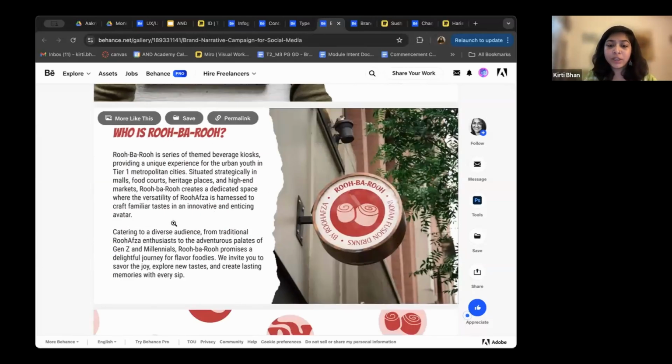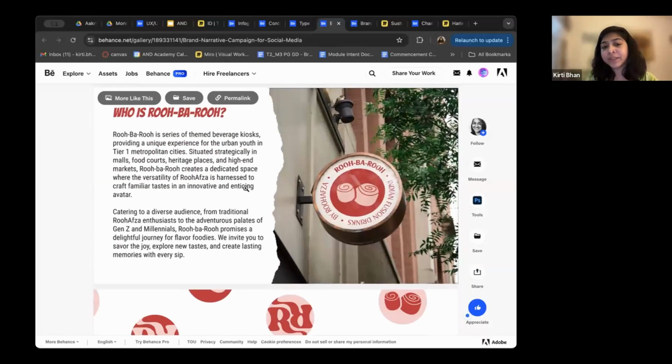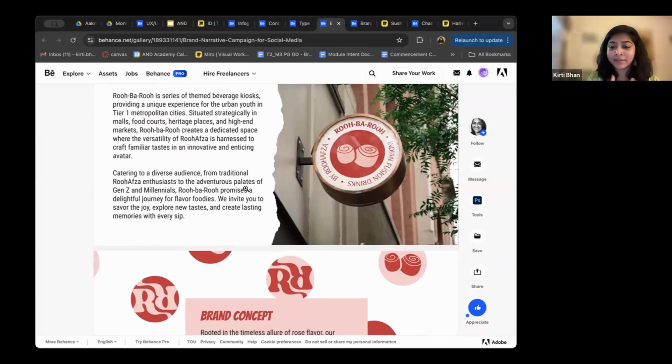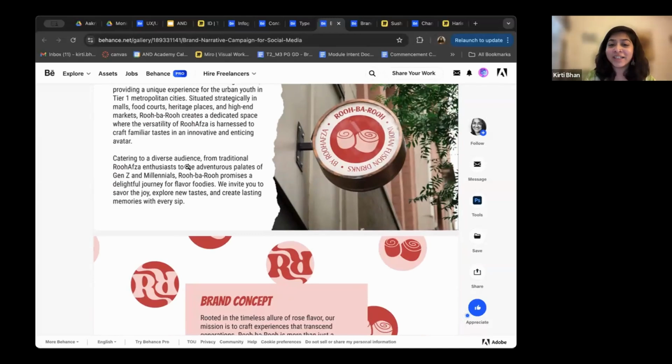This is Rubaru, which is an extension of Ruabza, which everybody knows, and which takes us back into nostalgia of those days. This one is talking about traditional Ruabza enthusiasts to the adventurous palettes of Gen Z and millennials.